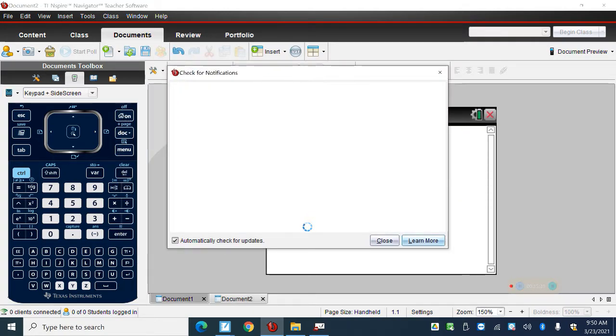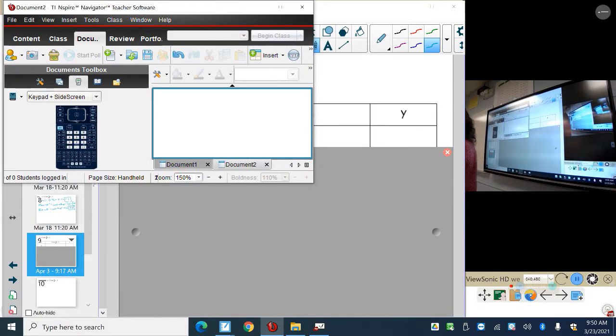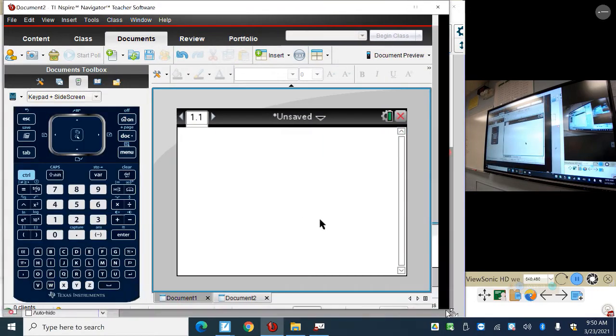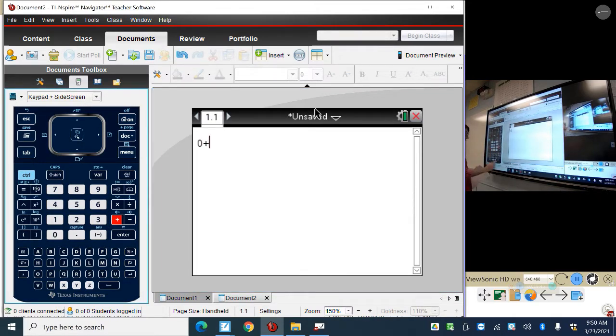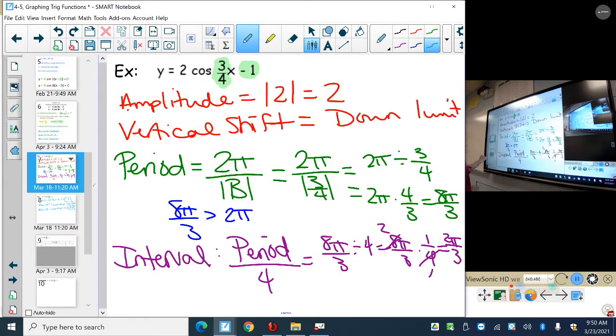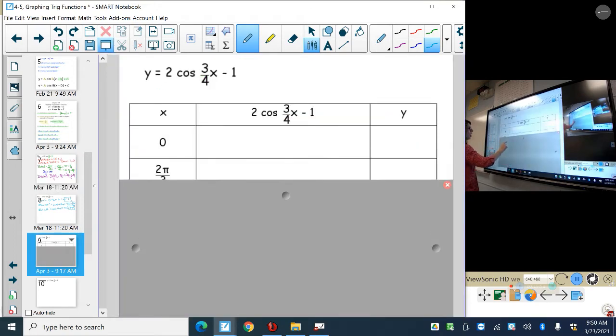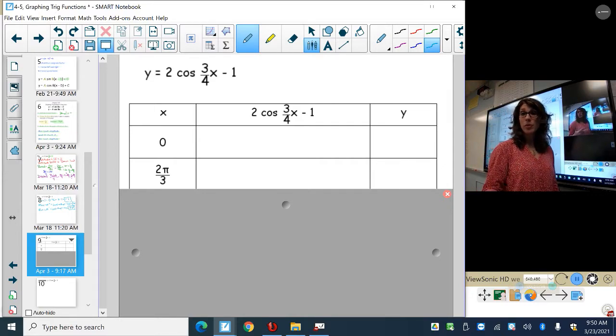So I'm going to say 0 plus our interval that we found, which was 2 pi over 3. So the very first thing I'm going to have is 2 pi over 3. Do we see that? Because 0 plus 2 pi over 3 is simply 2 pi over 3.